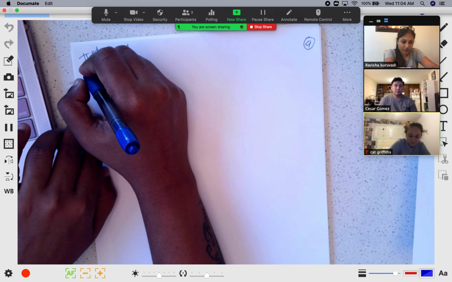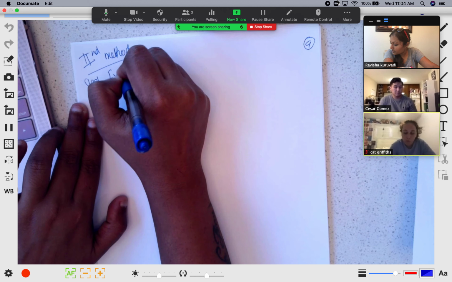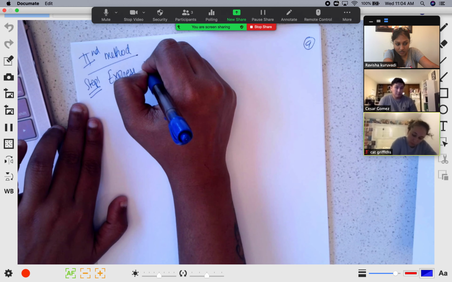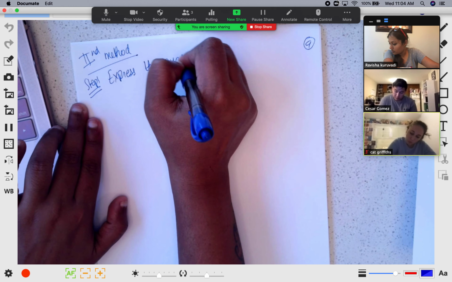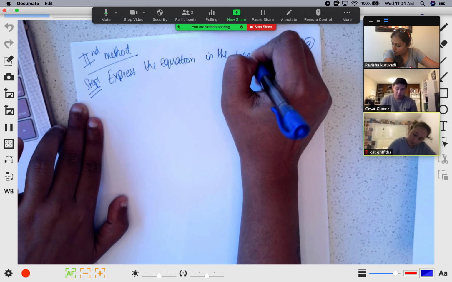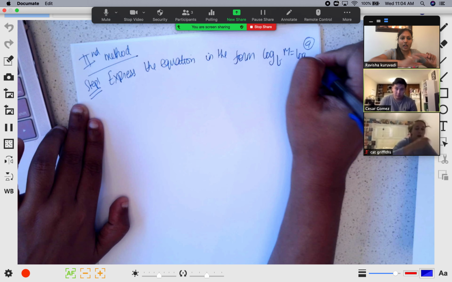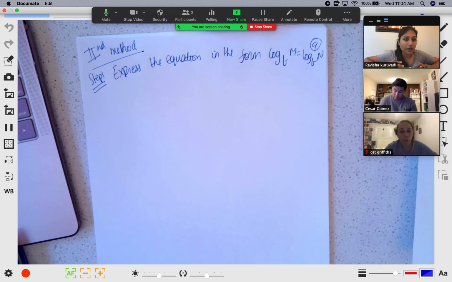Step 1: express the equation in the form log base m is equal to log base m. So if you have 2 logs and you cannot combine them, what you have to do is take one log on one side and the other log on the other side. I need 2 logs on separate sides, one on one side, one on the other side.